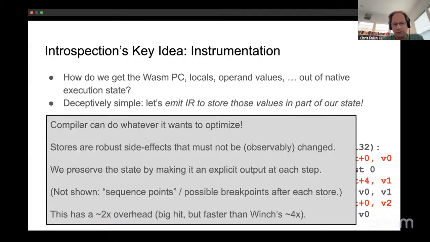And so the compiler can do whatever it wants to optimize. This is fully robust against any Cranelift pass we could conceivably build, because stores are robust side effects that must not be changed. That's a compiler correctness invariant. We preserve the state by making an explicit output. There is some detail I'm not showing here regarding sequence points. This does have an overhead. We're inserting a whole bunch of stores to stack frames. That overhead I've measured at about 2x, which is a big hit, but actually that's still better than the 4x that you take by moving to Winch instead of Cranelift.